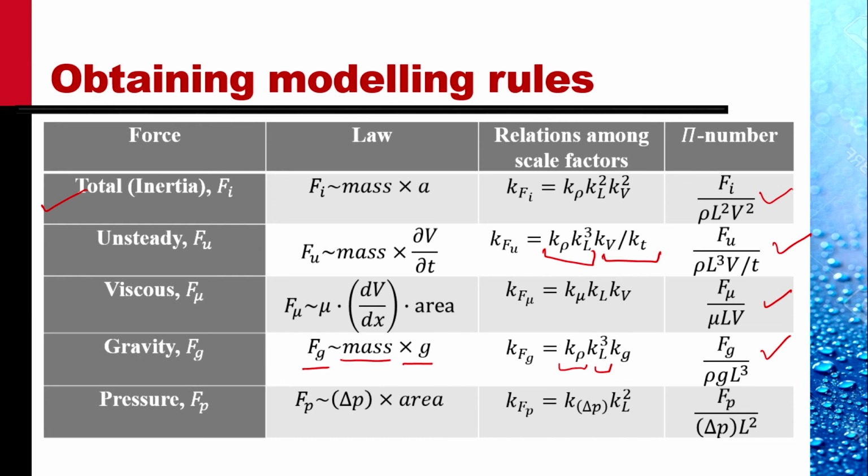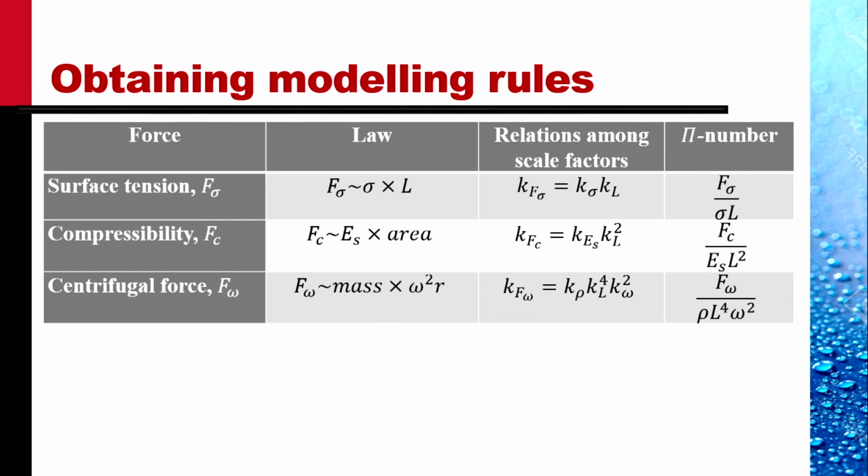Similarly, for the pressure force, Fp divided by delta P, the pressure difference, into L square for area. Similarly, for surface tension force, where the law is the surface tension force is sigma times L. For compressibility, where the law is E times the area. And for the centrifugal force, where the law is mass times omega square R. This is the list of pi numbers so obtained.